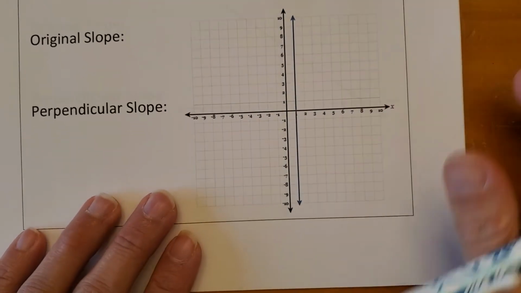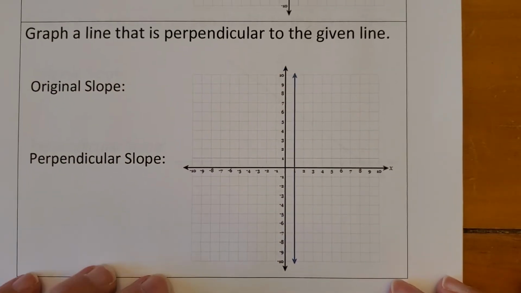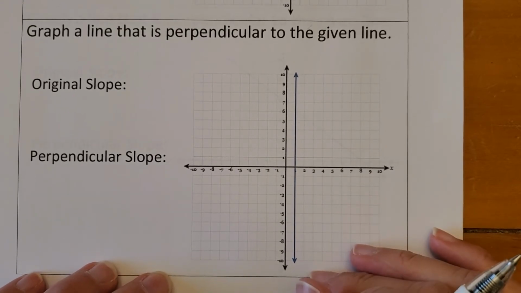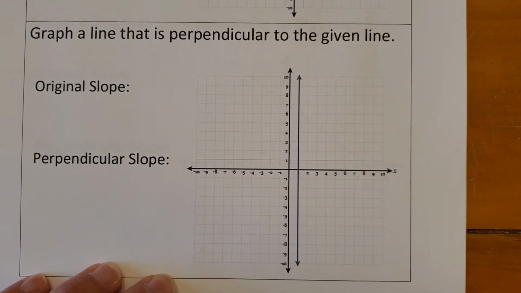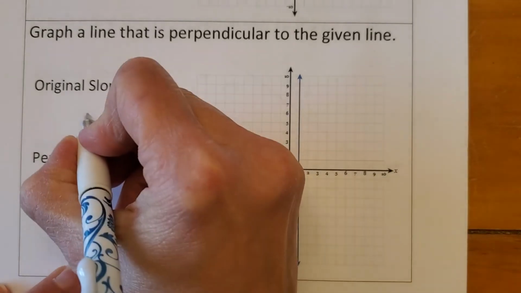All right, so this one says graph a line that's perpendicular to this line. So what is the slope of a line that's vertical? Hopefully you remember.